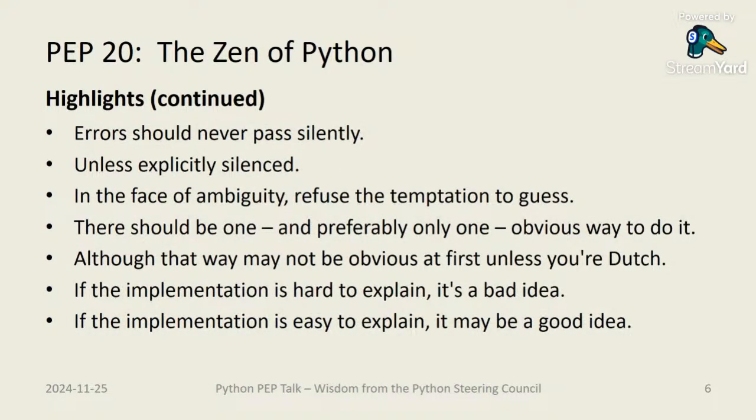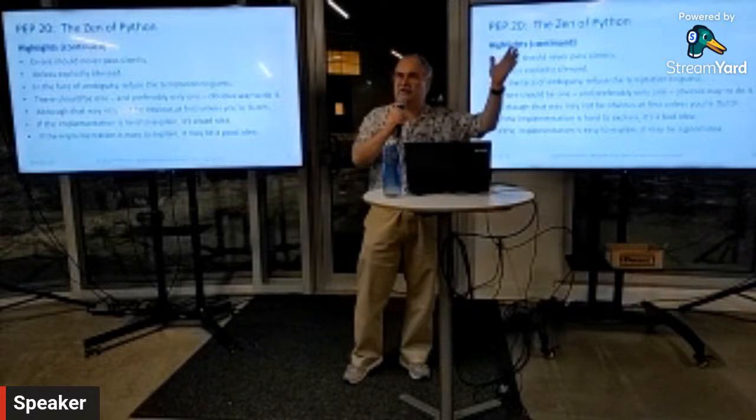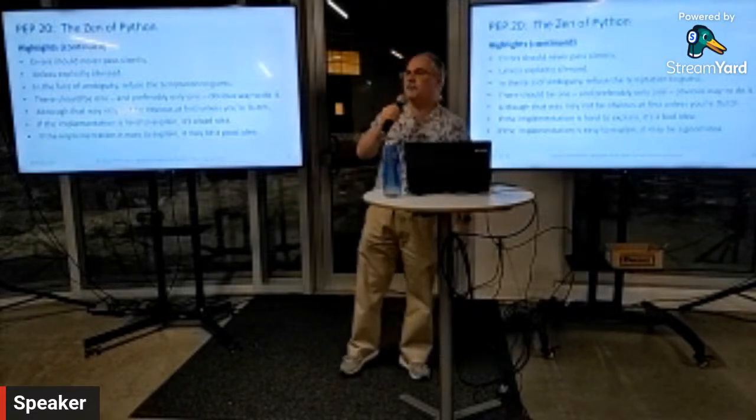Errors should never pass silently unless they're explicitly silent. Would anyone like to explain what that means? Yes. Okay. If a user tells the system not to surface the errors, explicitly silenced? Something like that, yes. If you're dealing with a routine or a function that does raise an exception or an error, either handle it or pass it on to a routine above, but generally don't ignore it.